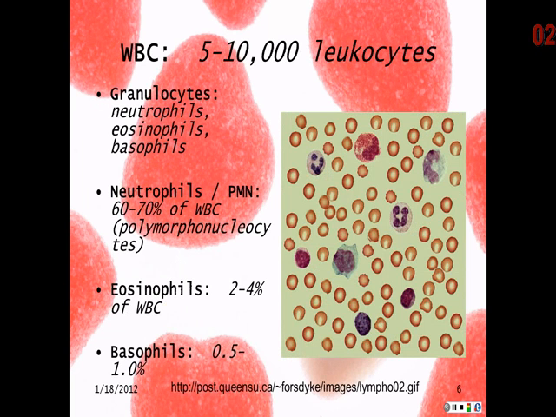The white blood cells are also called leukocytes. We typically have between 5 and 10,000 white blood cells. The granulocytes have a granular appearance and include the neutrophils, eosinophils, and basophils. The neutrophils are also known as PMNs or polymorphonucleocytes and are 60 to 70% of the white blood cells. The eosinophils are 2 to 4% of the white blood cells, and the basophils are 0.5 to 1%.